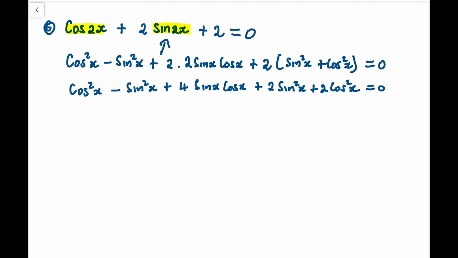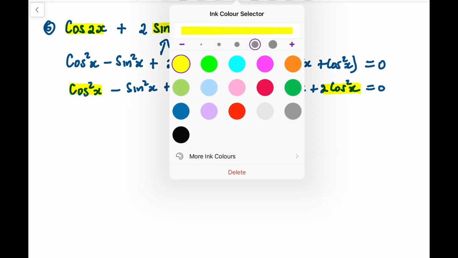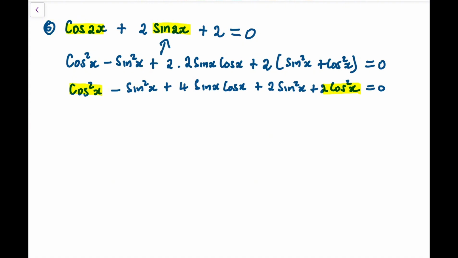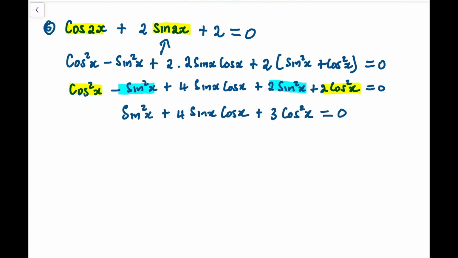I can now add the like terms. Cos squared x plus another plus 2 cos squared x, it will be 3 cos squared x, and then 2 sine squared x minus sine squared x, it will be sine squared x plus 4 sine x cos x, and then plus 3 cos squared x is equal to 0.